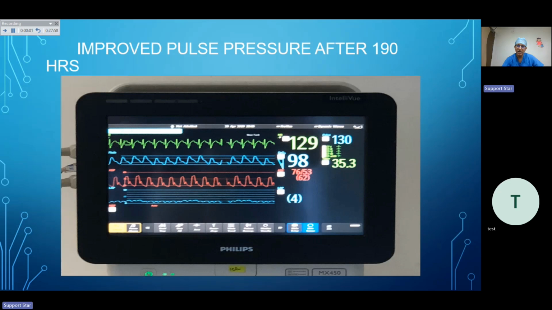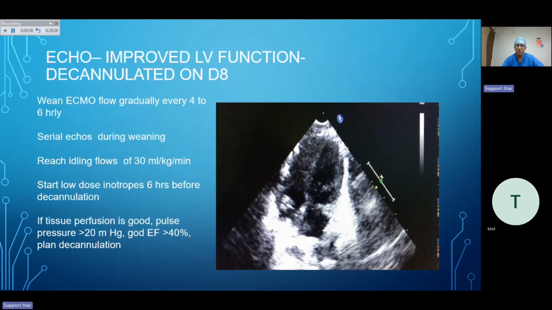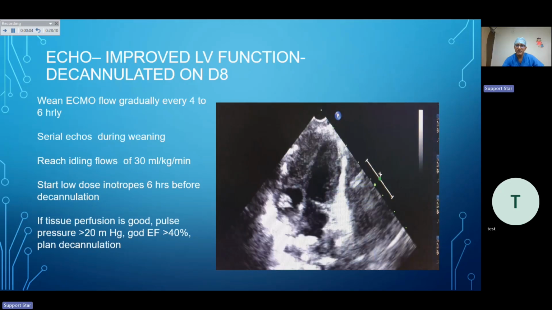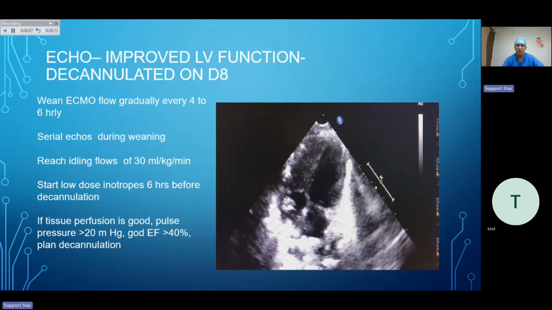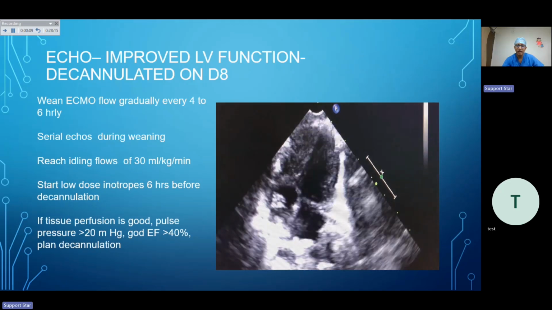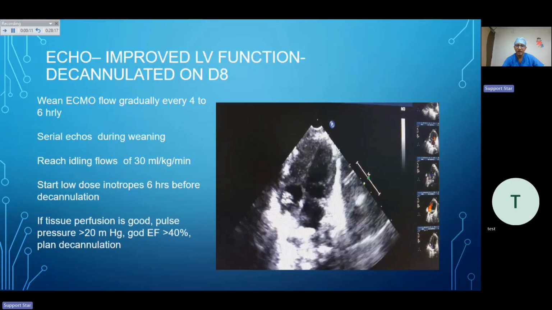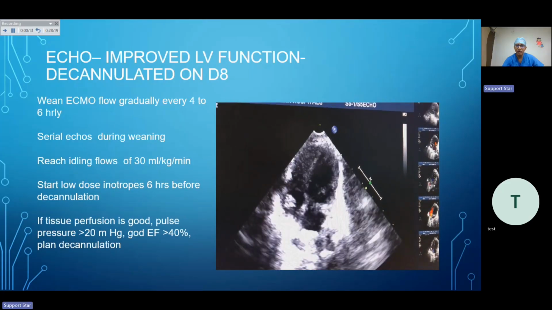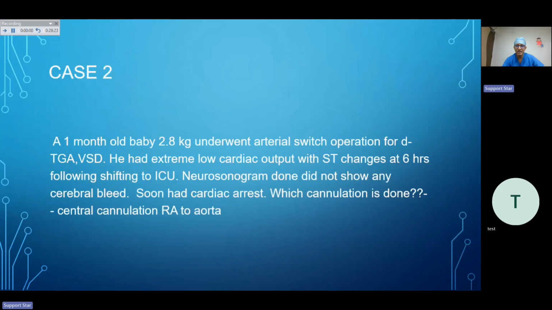Once the heart recovers, you can see the improvement in pulse pressure. You can see it's like 76 by 53. So the patient improved. You can reach lower flows, which are called idling flows. You can see the good heart function. It can come to 25 to 30 ml per kilo per minute. Every fourth hourly, you wean the heart within the ECMO, you can come down on the ECMO support. And once the EF is good, more than 40%, lactates are low, you switch over the ECMO.